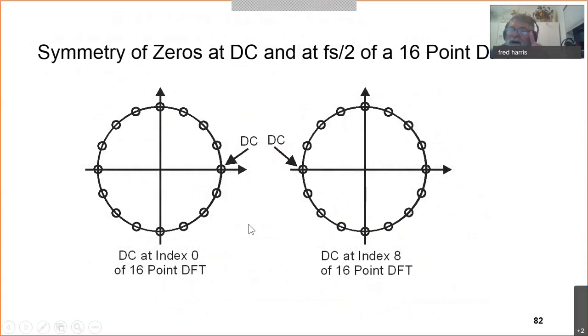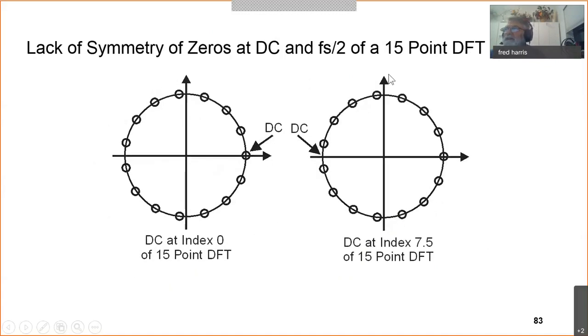Let's do a transform that's not an even number of points. Here's a 16-point transform, and these are the roots of a 16-point transform. What I could do is heterodyne DC to the half sample rate. If I do that, I find another zero of the roots of z to the n minus 1. Darn. But let's do this now with a 15-point transform.